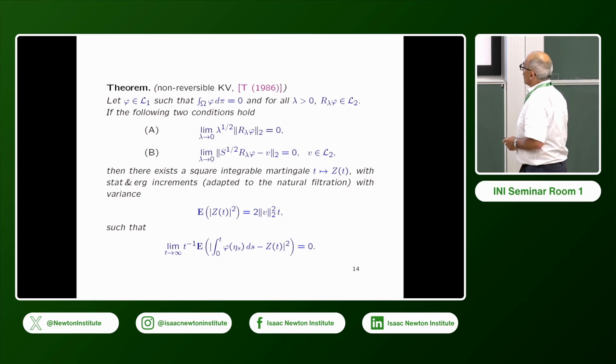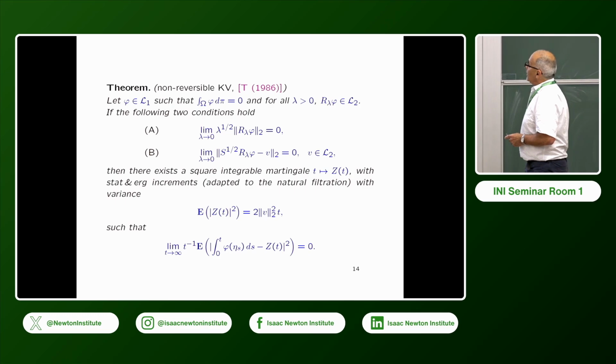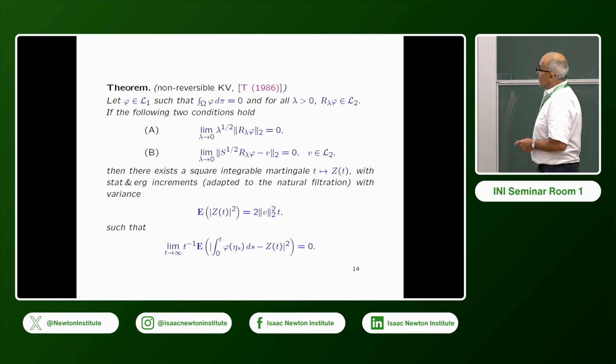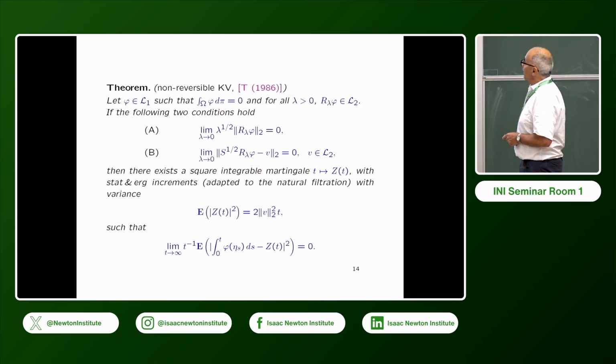These conditions look abstract, and they are abstract, so they are not so easy to check. Namely, apply the resolvent to phi. By abstract nonsense, it will be of order 1 over lambda. But I want to multiply it by the square root of lambda, which is much bigger than lambda, and I want this to go to 0. On the other hand, I want S to the 1/2 operator, which was defined in terms of the spectral theorem, where S is the symmetric part, applied to R_lambda phi to converge in L2.